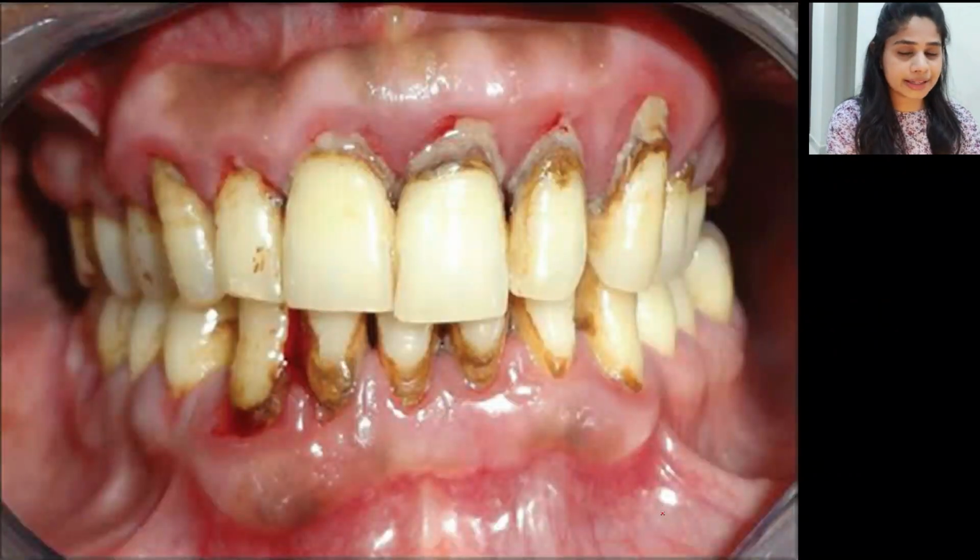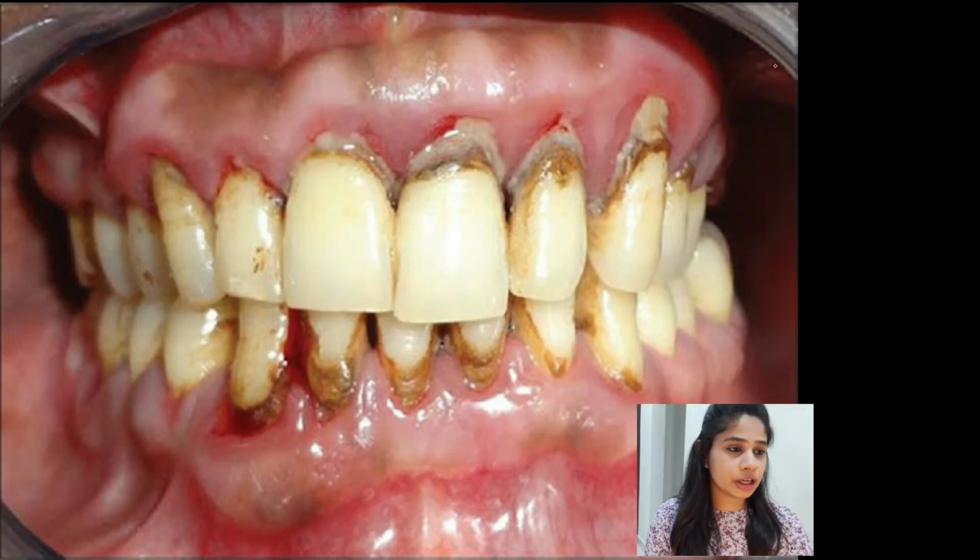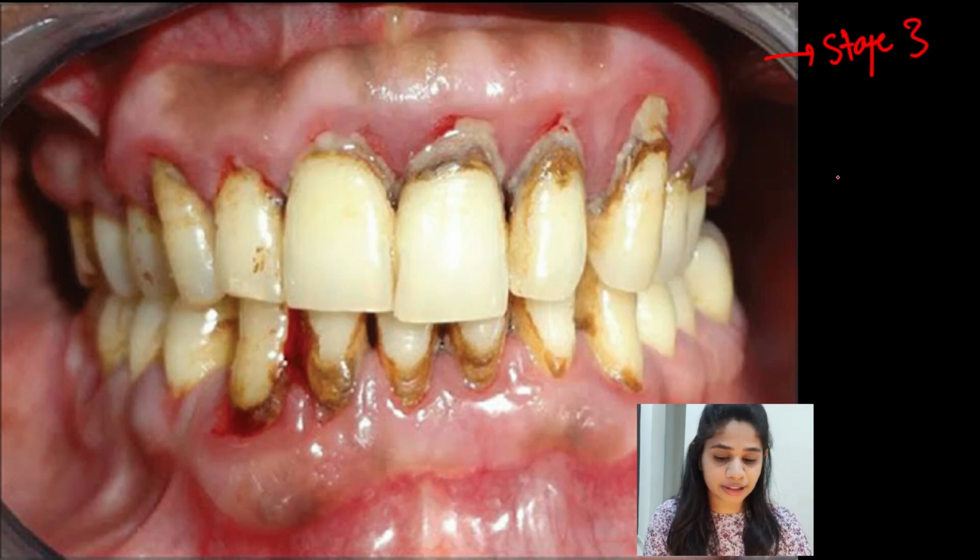So let's take a quick example of this particular scenario. Here we are only seeing a clinical picture and trying to decide the stage, the grade and the extent of the disease. But in reality, we have to always correlate it with the probing depths and radiographic findings as well. So let's say that this particular disease is a stage 3 disease, wherein there is more than 6 mm of probing pocket depths. There are furcation defects which are involved.